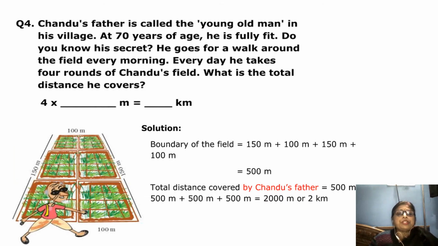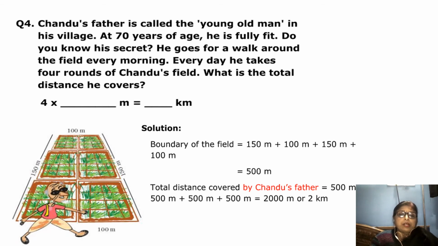Dear student, question number 4. Chandu's father is called the young old man in his village at 70 years of age. He is fully fit. Do you know his secret? He goes for a walk around the field every morning. Every day he takes 4 rounds of Chandu's field. What is the total distance he covers?